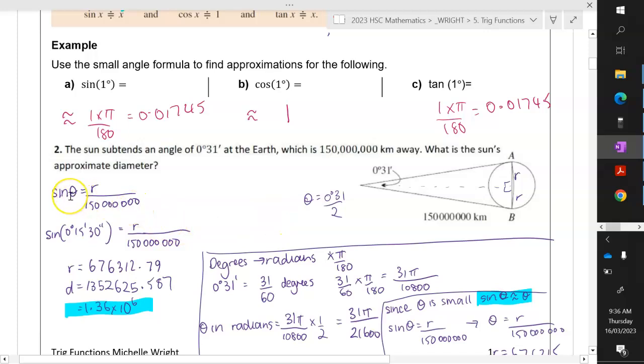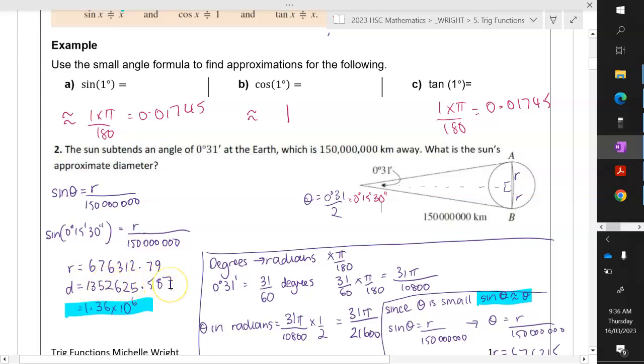So if I have sine of theta, I actually want the theta that I use in that triangle to be half of this angle here, half of 0 degrees, 31 minutes. And I haven't written it in there, but half of that would be 0 degrees, 15 minutes, 30 seconds. So using my right angle triangle, I've got a right angle down here, an opposite being r and hypotenuse being 150 million. So sine of 15 minutes, 30 seconds is equal to r on 150 million. Rearranging that, multiplying both sides by 150 million, will get me an r equal to this value. I want a diameter, so I've doubled it. It's not a pretty looking value.